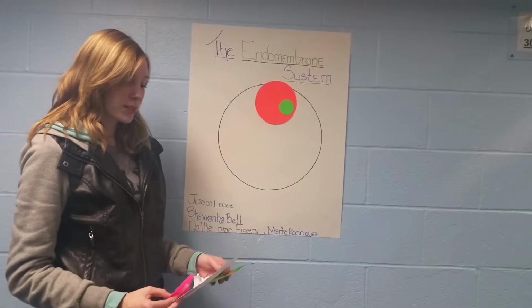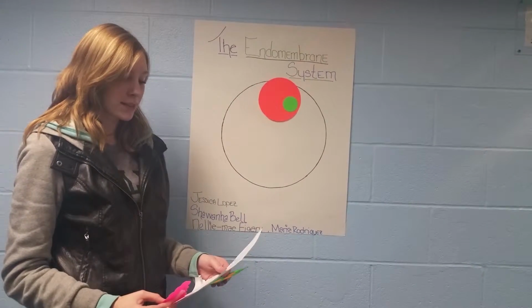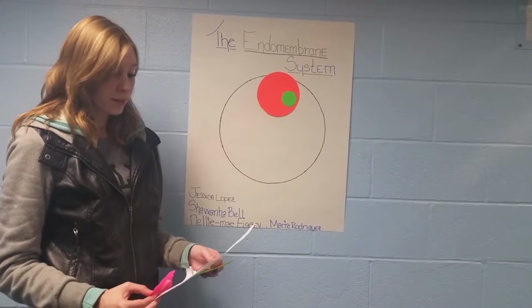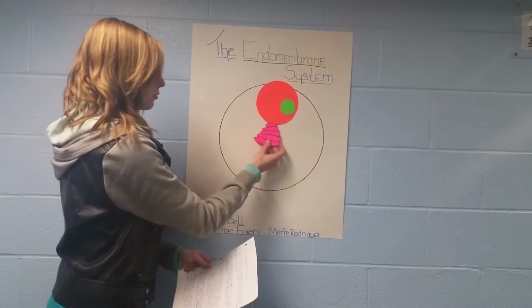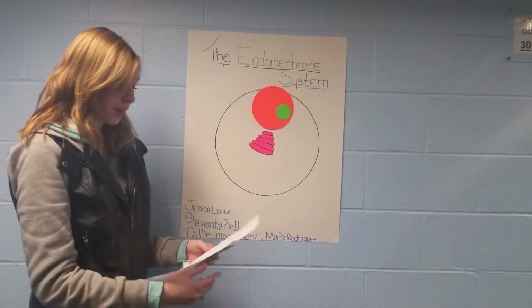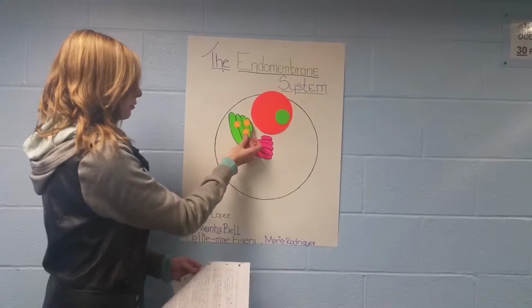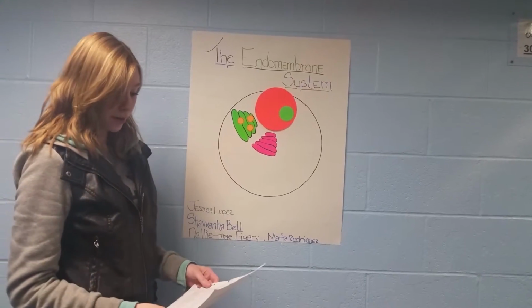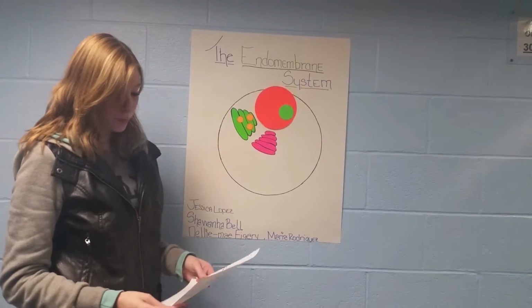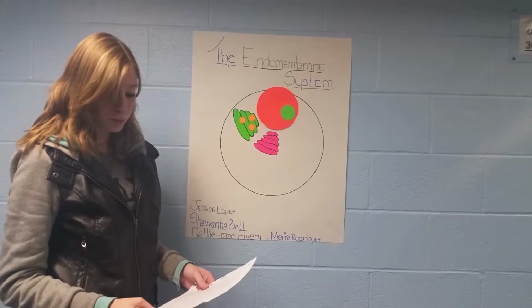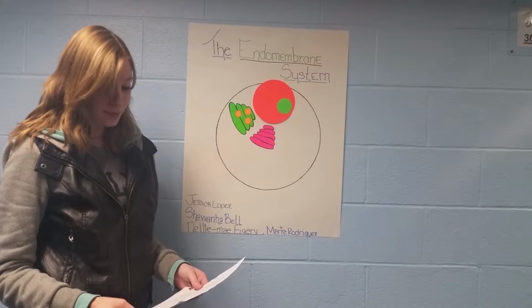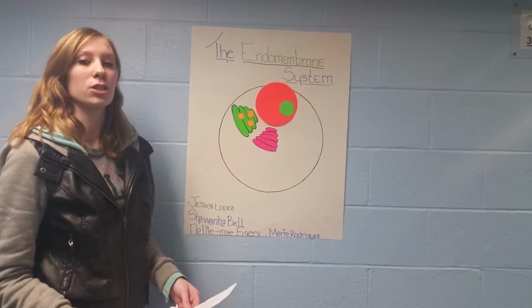The endoplasmic reticulum forms a network of sacs and tubes. The two types of endoplasmic reticulum, or ER, are the smooth ER and the rough ER. The rough ER has ribosomes which carry out protein synthesis and is involved in protein trafficking. The smooth ER is involved in metabolism of lipids and carbohydrates and detoxification.